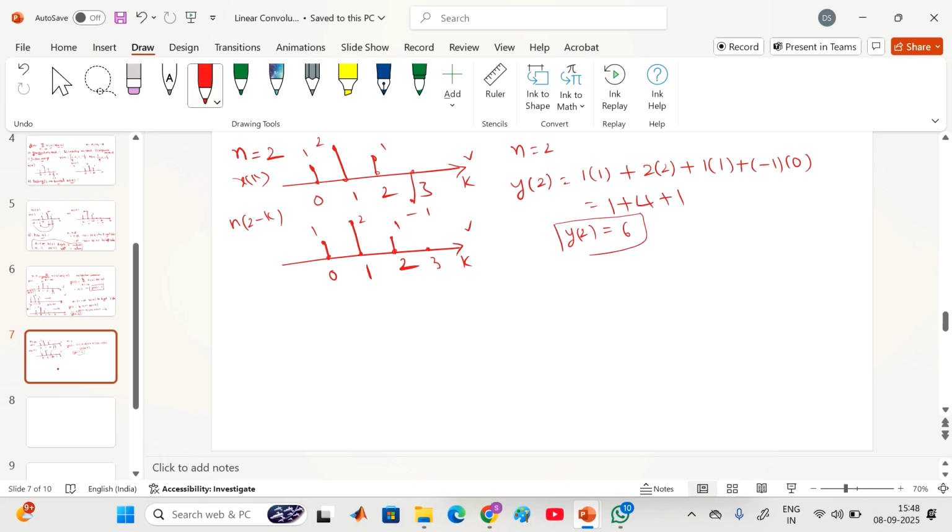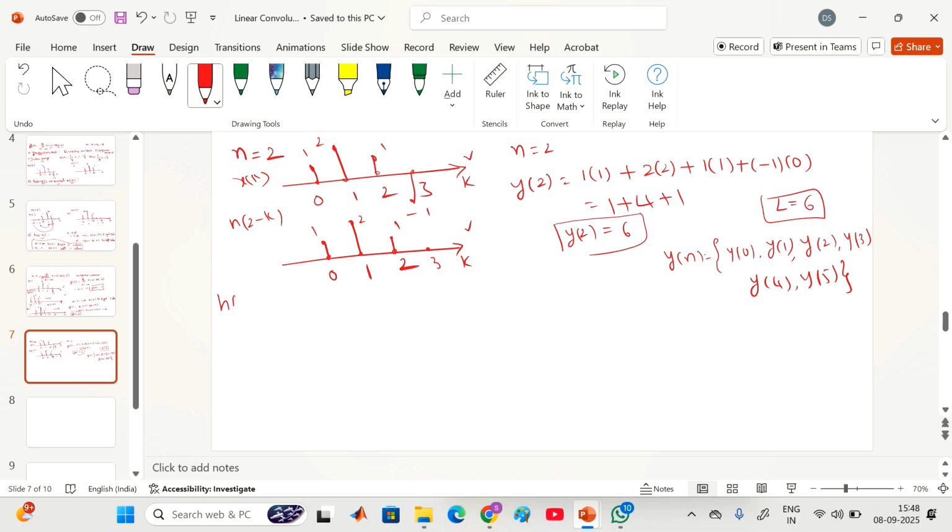Now how many values we have to consider? We have to consider the total length of the sequence, which is 6. 6 values we have considered. So first y of n is equal to, y of 0 we have already determined, then y of 1, 2, y of 3, y of 4 and y of 5. So total 6 values we have to consider.